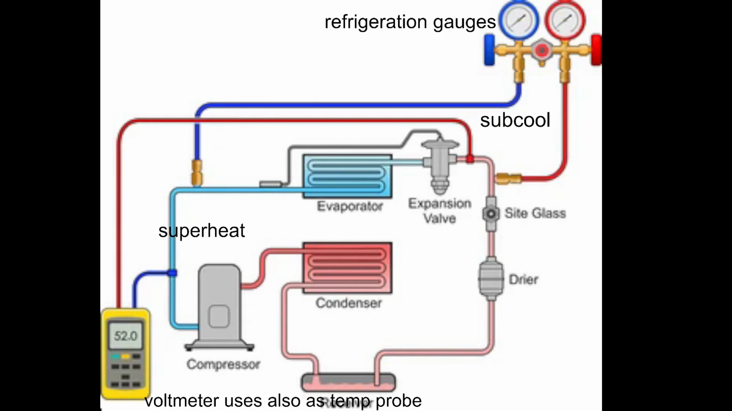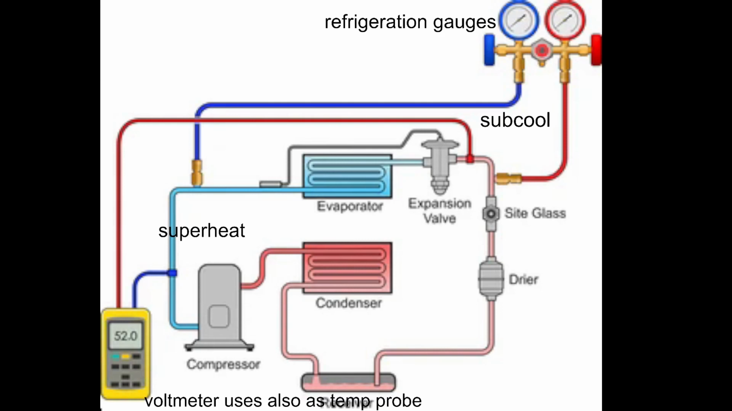You can see on the refrigeration gauges, the blue side goes over to the suction side, or the blue line of your refrigeration system, which is the low pressure side. The red goes to the high side, which is your high pressure side. And when it reads, you're going to get a pressure reading for low pressure and a pressure reading for high pressure. But let's go ahead.